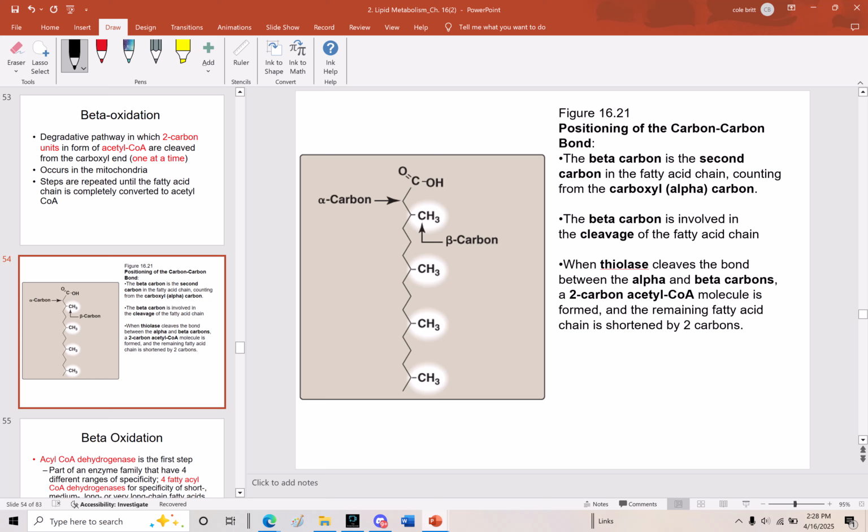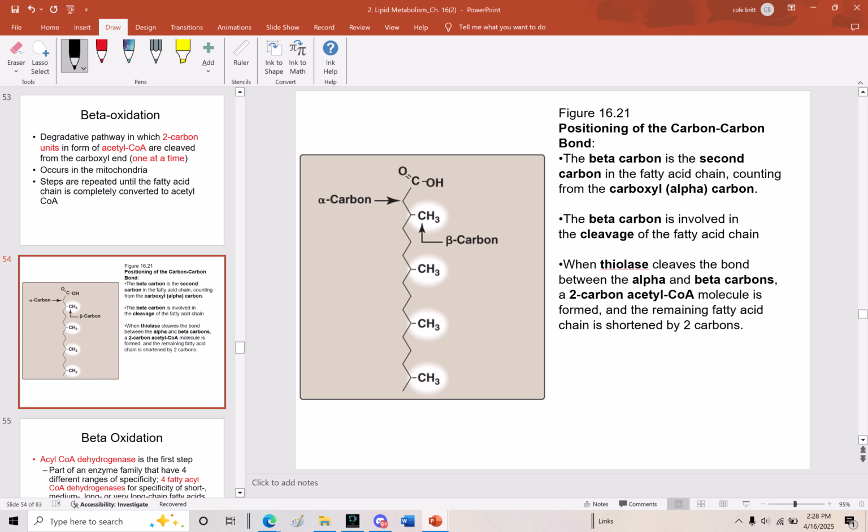So it has to do with the positioning of the carbon that is cleaved. The beta carbon is the second carbon in the fatty acid chain, counting from the carboxyl end, and the beta carbon is involved in the cleavage. So that's why we call it beta oxidation. When we cleave that, thiolase is the name of the enzyme that's going to do the cleaving. It's going to cleave between the alpha and beta carbons to make a 2-carbon acetyl-CoA.